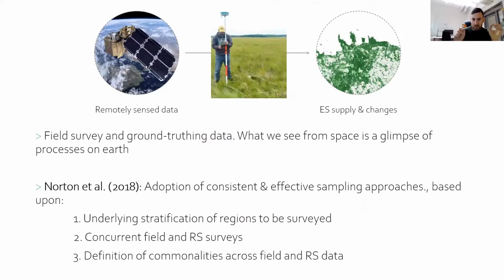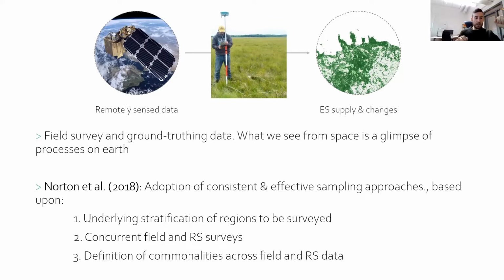So here's the first and foremost, most important linkage to couple remotely sensed data with supply and change maps. And this is the need of field survey and ground truthing data. It is just through field survey data that we can actually make some sense of what we see from space. And it is through field survey data that we can disentangle really this spectral signal.